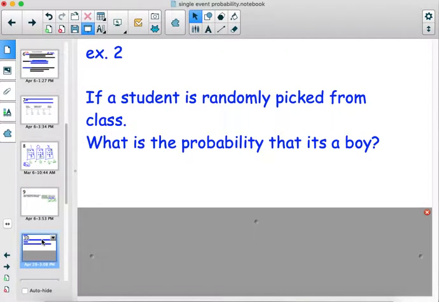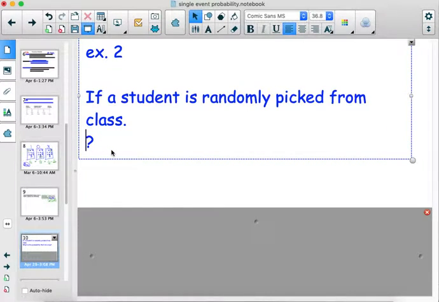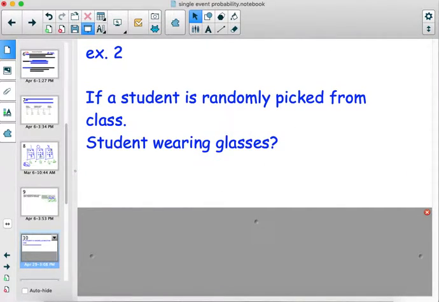Alright, are we good? I'm going to change it. What is the probability of the student wearing glasses? Did you know that you're more likely to die from a vending machine than a shark? Isn't that crazy? Wait, did you know that you're more likely to die from a lightning bolt? Take a second. Look around.